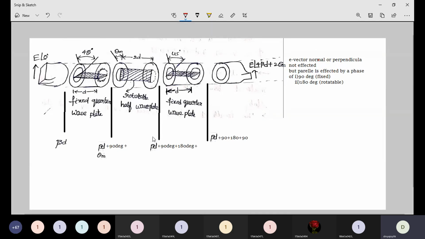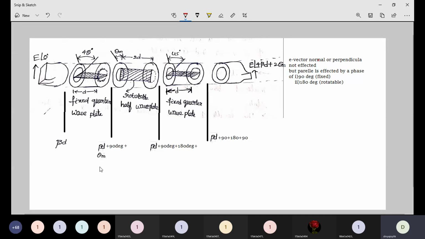So beta d can come out of this fixed waveguide in two cases. In the first case, it can be beta d plus 90 degrees plus theta m. You get this 90 degrees only when the wave is parallel, and if the wave is perpendicular, then you will have only beta d plus theta m. Now that means at this place you have two components. Beta d plus theta m is one component, and beta d plus theta m plus 90 degrees is the other component. So now these two components will move into this circular waveguide, which is a rotatable waveguide.